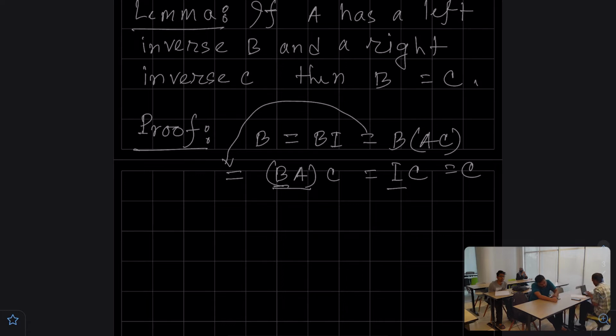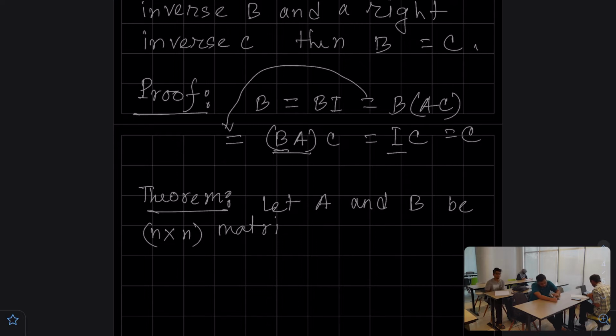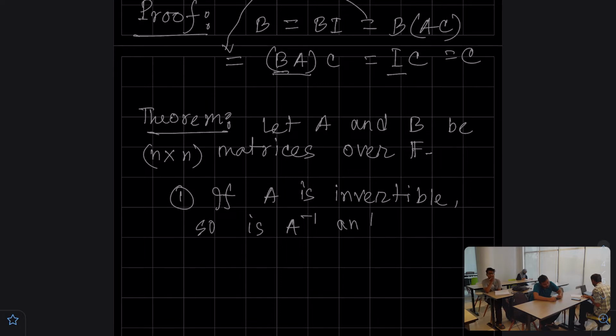Okay, so now there is a theorem. Let A and B be n cross n matrices over F. Then it follows that, 1, if A is invertible, so is A inverse, and A inverse inverse is equal to A.